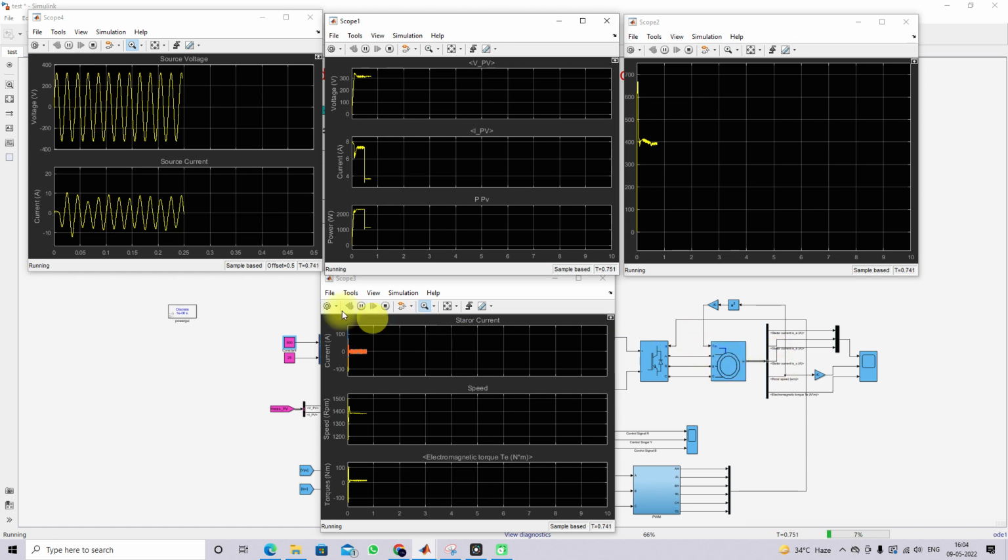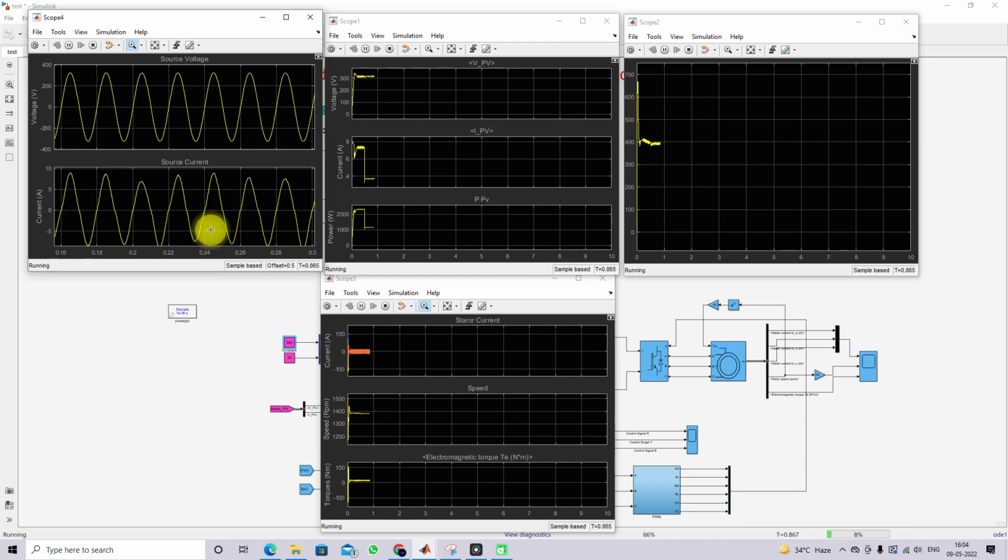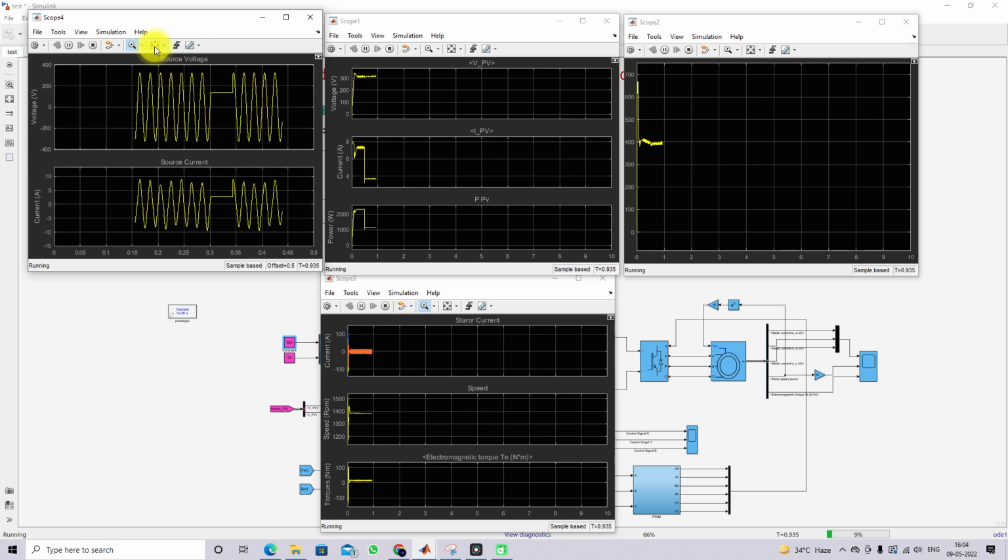So in order to supply that power, what happened? The grid will be supplying the remaining power. Okay, so it's supplying a peak current of nearly 9 amps. And also you can see that the nature of the current is sinusoidal, and both the source voltage and current are in phase, right? So here the system is operated at the unity power factor concept, right?